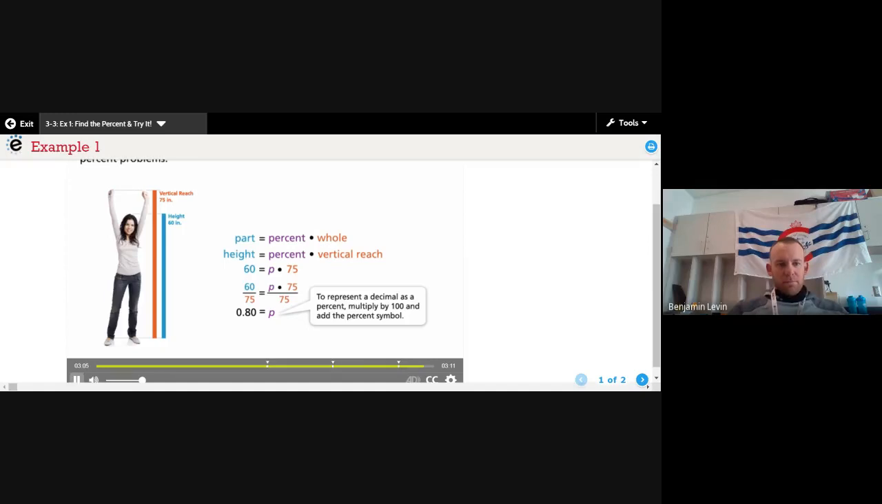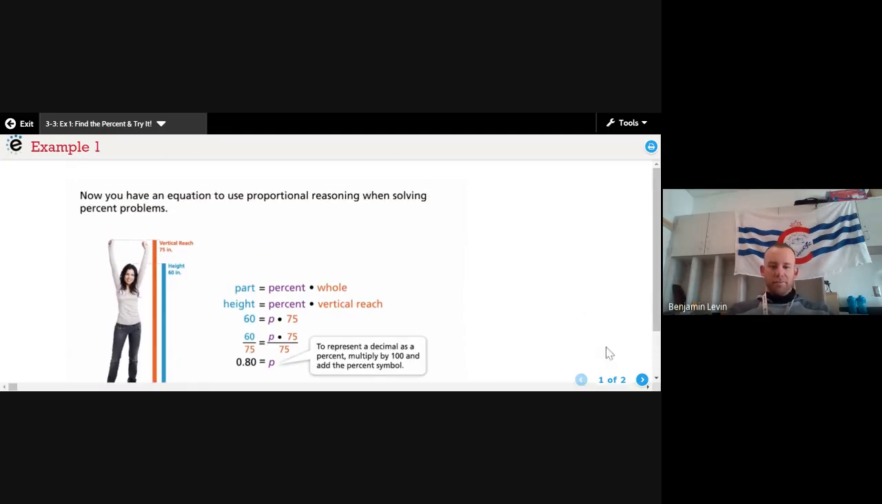Now you have an equation to use proportional reasoning when solving percent problems. There you go. Like they said, multiply this decimal by 100, but multiplying by 100 is exactly the same as moving the decimal 2 spots to the right. That's literally what you are doing when you multiply by 100. So it's 80%. All right, let's go on.